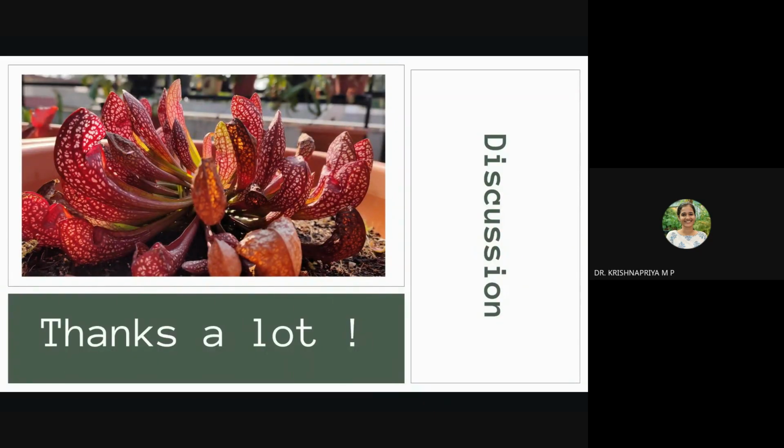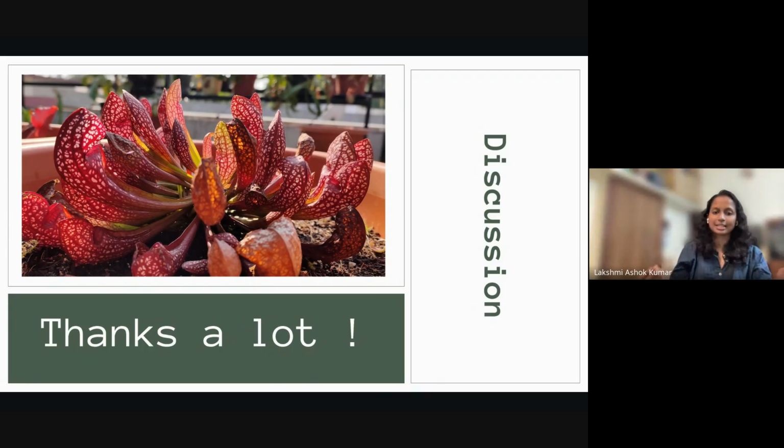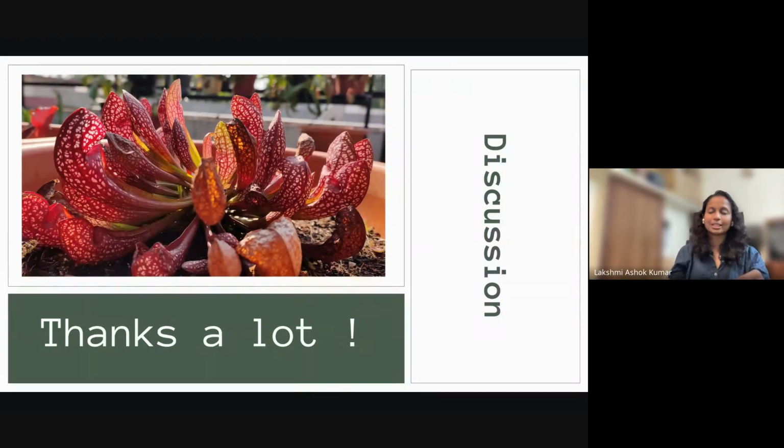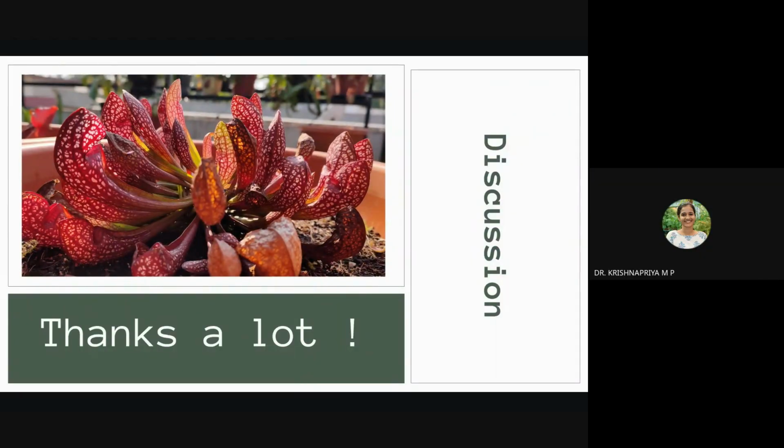As I told you, it depends on the size of the prey they have caught. If they are very small, they can open on the second day. But once it has caught a larger prey, it opens up only after 4 or 5 days. That is what I have seen. Actually, I haven't fed them with larger insects. Maybe that's why.